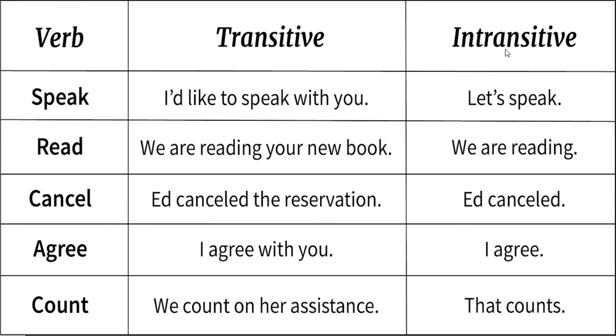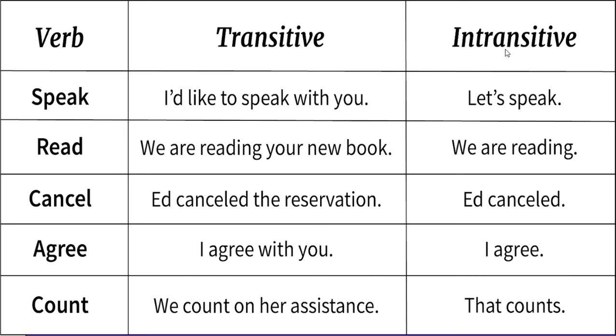One more example can be read. We are reading your new book. In this sentence, reading becomes the transitive verb and book becomes the object. We are reading. In this sentence, reading becomes the intransitive verb as the object is absent.